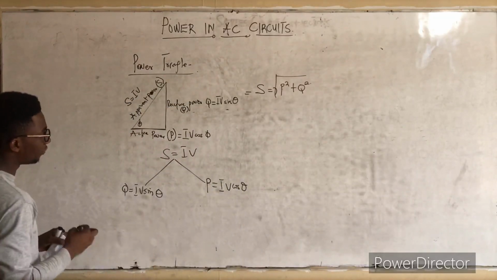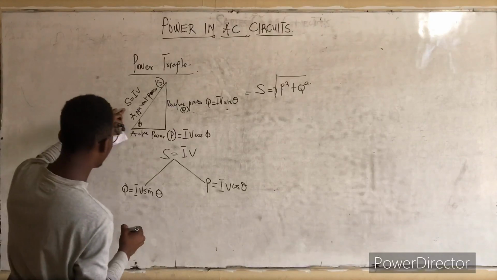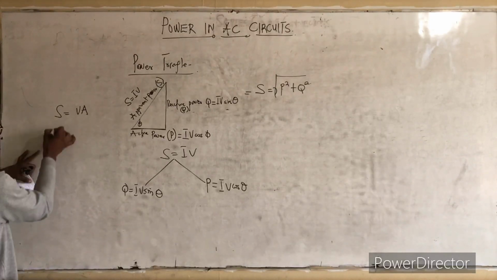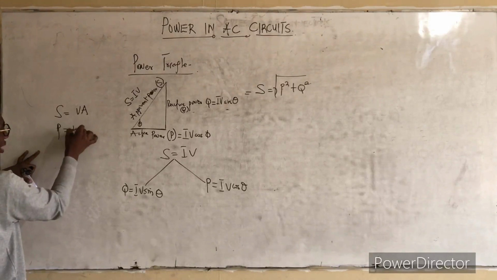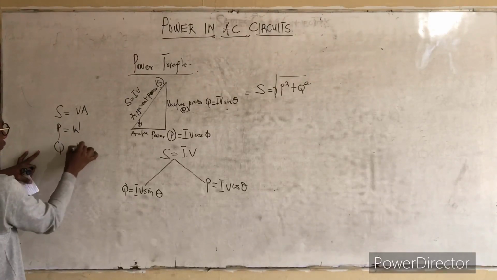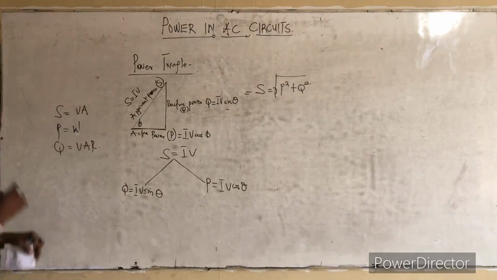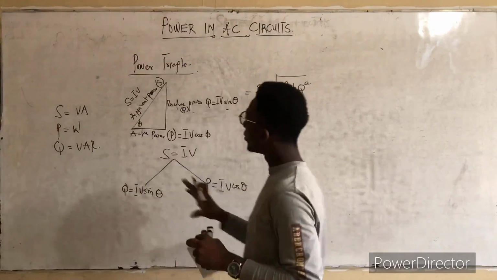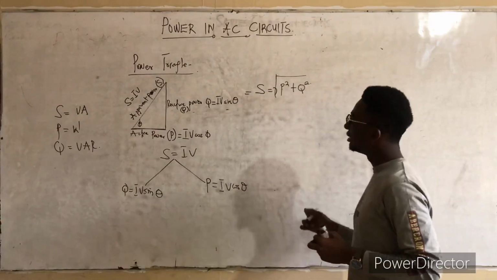S is the square root of P squared plus Q squared. But take note that S is measured in volt ampere, P is measured in watt, and Q is measured in volt ampere reactive. Okay, these are the three powers we can find in an AC circuit.